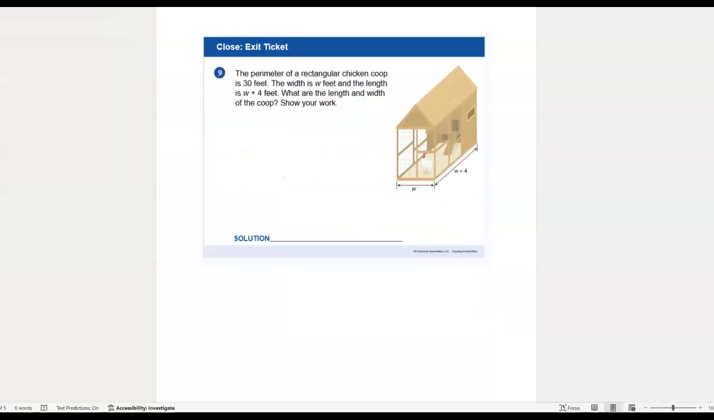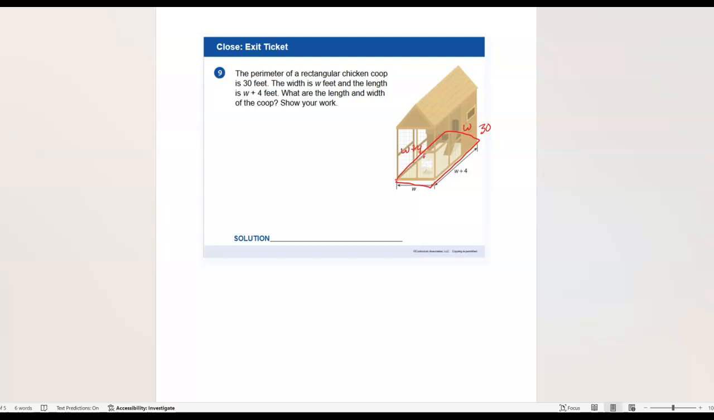That proves you're right. And your exit ticket: the perimeter of the rectangular chicken coop is 30 feet. So we know that all the way around this is 30 feet. And the width is W and the length is W plus 4. So think about it. You also got a W back here and a W plus 4 right there. So what are the length and width of the coop? Well, you've got to figure that out.